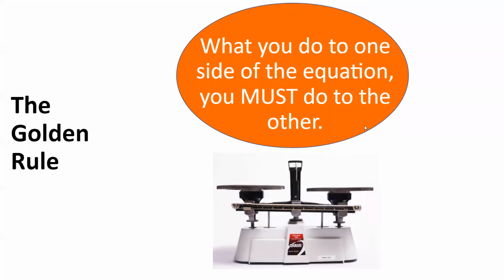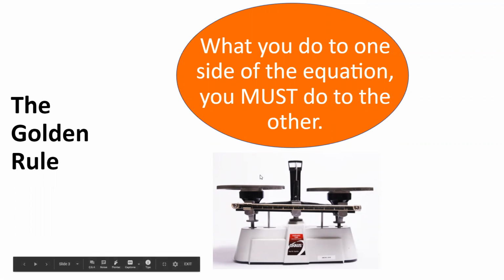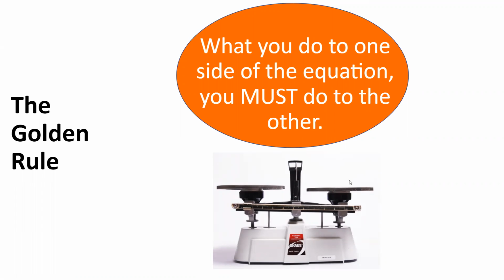Keeping that in mind, we have our golden rule for solving equations. And that is whatever you do to one side of the equation, you must do to the other. So think about that equal sign. Think about that balance. That's why I have a scale right here. Because if I take something away from the left side, it's going to be unbalanced. So I have to take something away from the right side as well. Same thing, if I add something to the left side, I have to add something to the right side to keep that scale balanced.